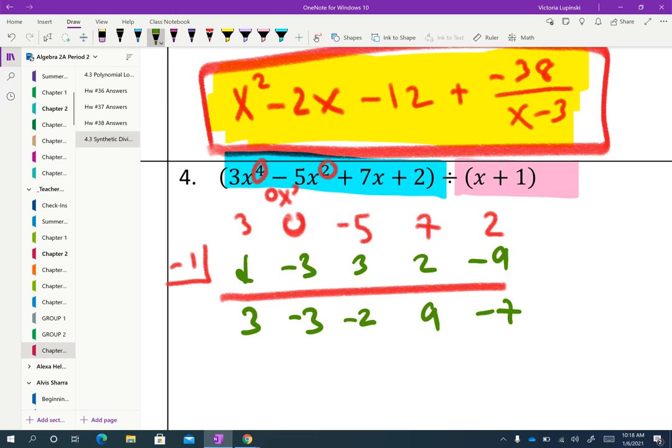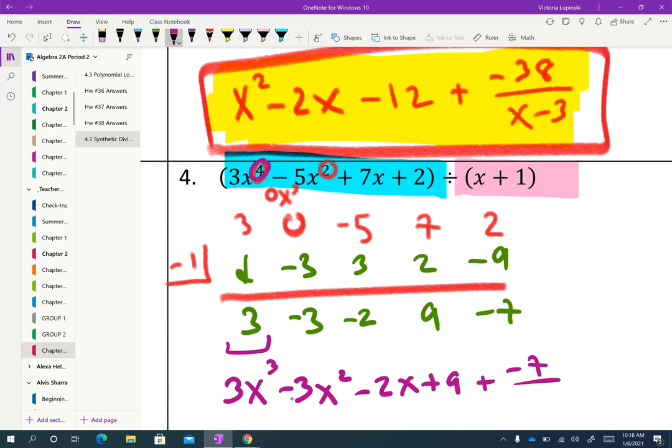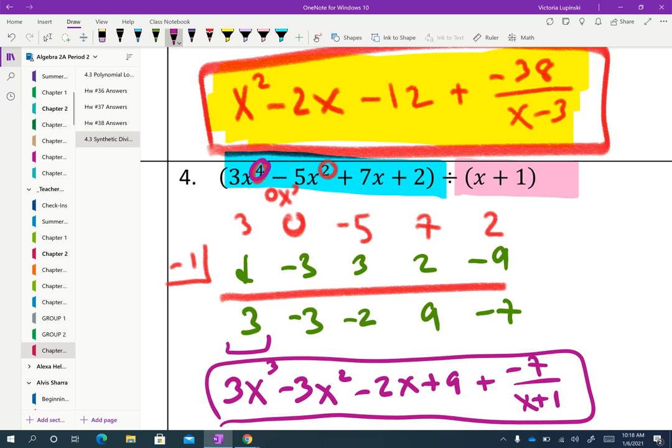Because you started off in this problem being to the 4th power, that means your answer is always going to start 1 degree less, which means 3x to the 3rd minus 3x squared minus 2x plus 9, and then plus -7 over x plus 1. So just like long division, it takes no time at all to put that placeholder in, but you do have to make sure that you do it, or else everything is not going to line up accurately.